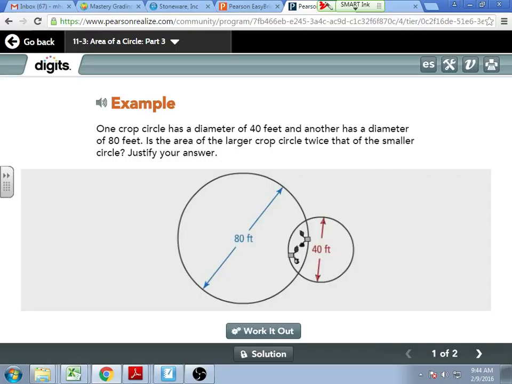Right now, just find the area of your big crop circle, the blue one, and the area of the small one, the red one. In my big one, if my diameter is 80, what's my radius? 40. And my little one, what's my radius? 20.